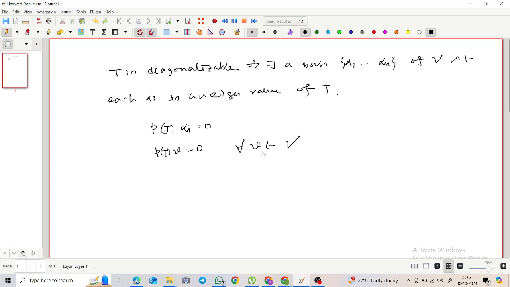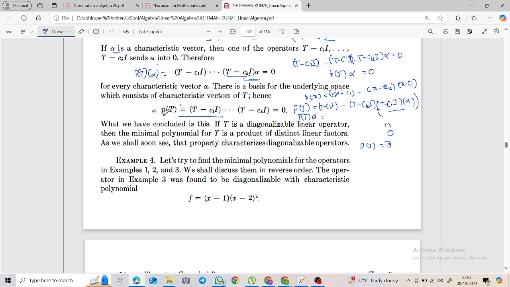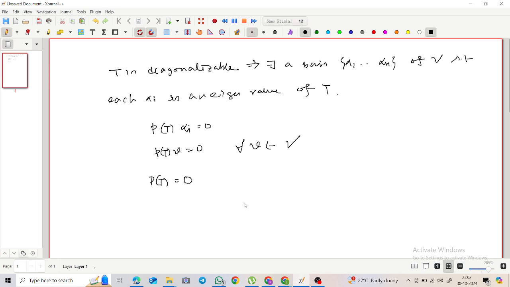So P(T) v is 0 for all v belongs to capital V, right? Thus P(T) is 0. Okay. So P(T) is 0. What we have concluded is this: if T is a diagonalizable linear operator, then the minimal polynomial of T is a product of distinct linear factors. See, watch this thing very carefully.